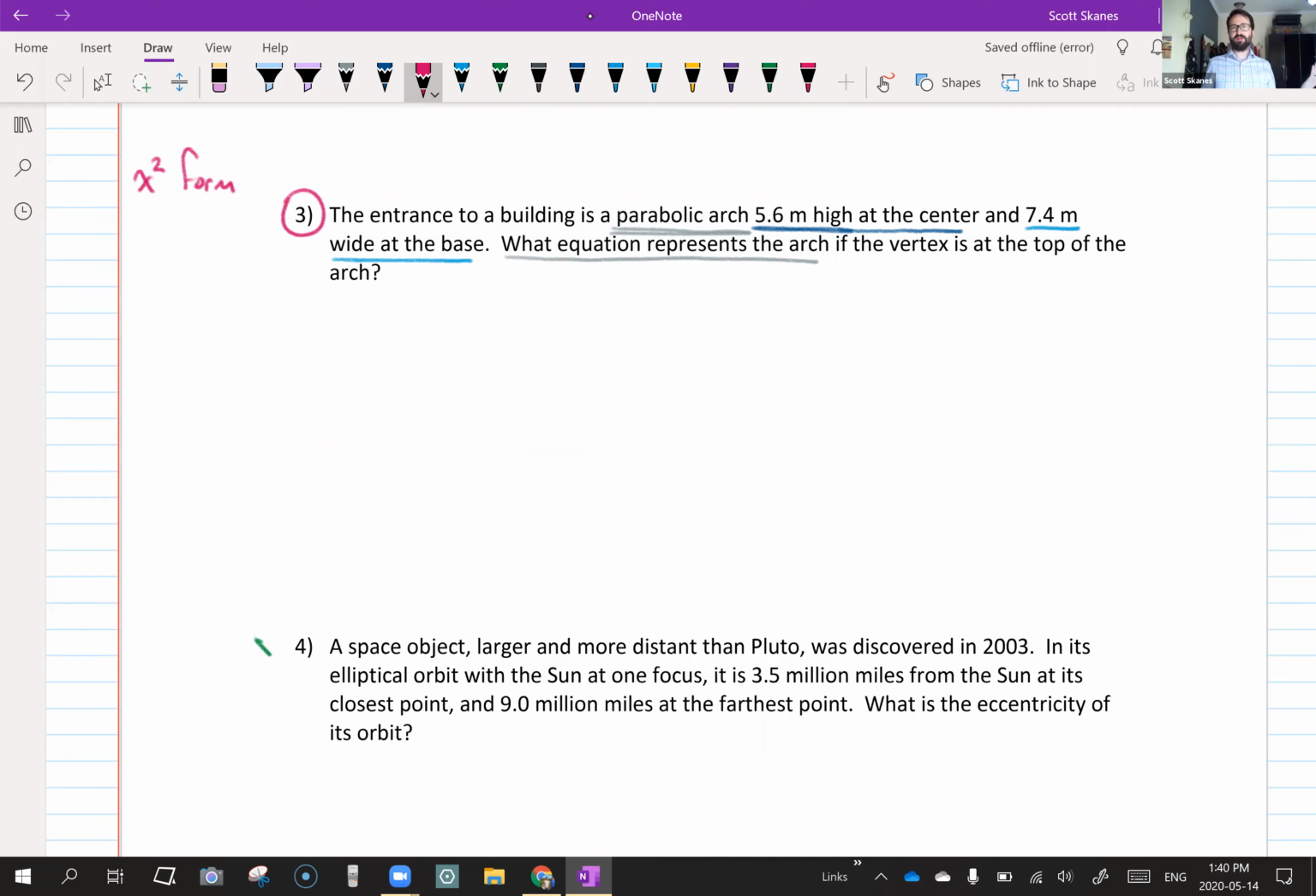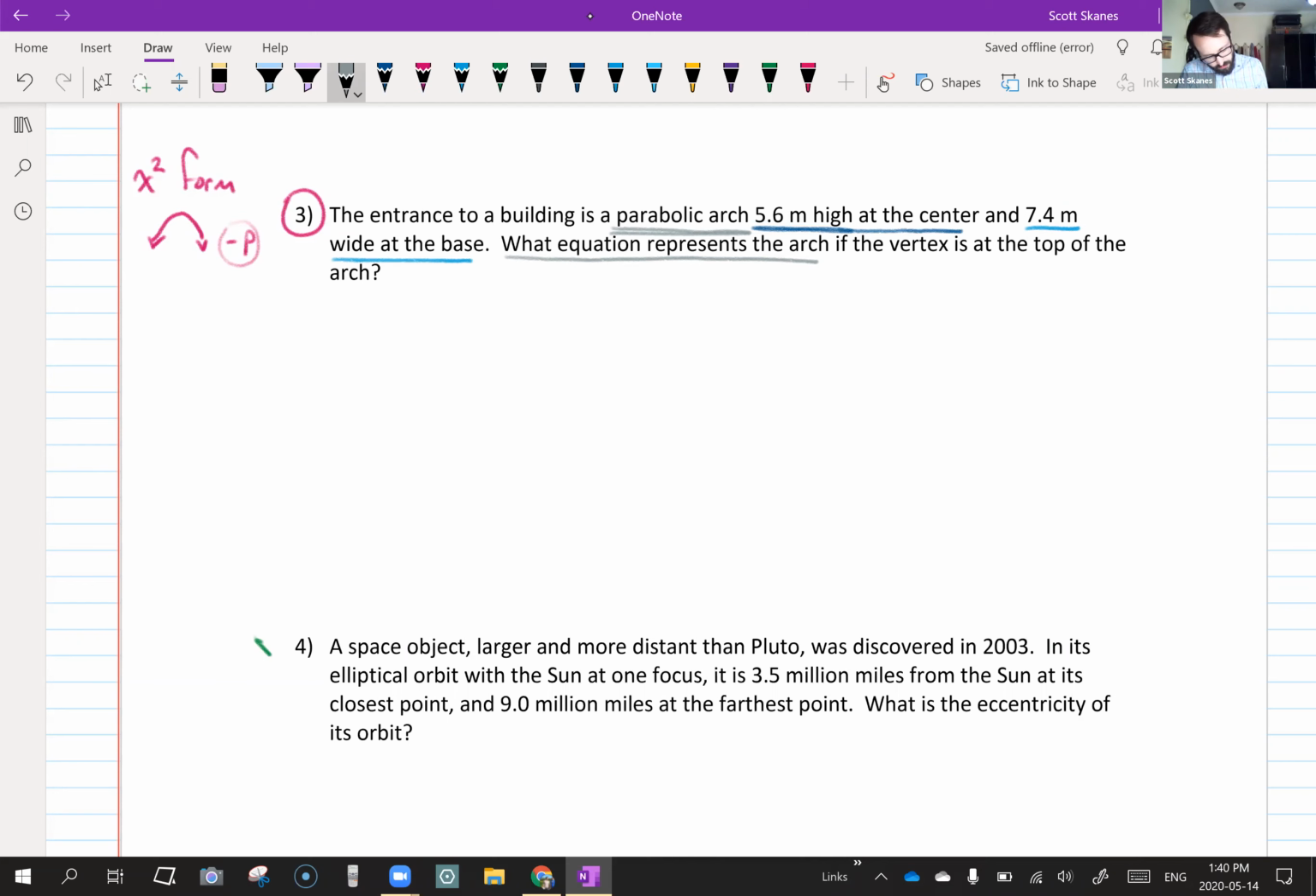It's the entrance of a building. You're not going to have an entrance that's upside down like this. You're going to have an entrance that looks like an arch. So it's going to look like that. So we already know before we start that it's going to have a negative p-value. Okay, it's going to have a negative p-value. Before we start, we know that, but the math will give us that as well.